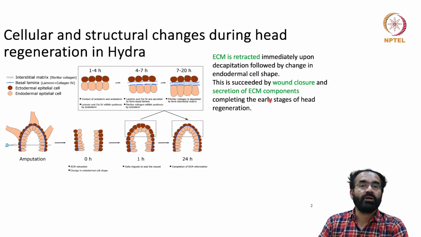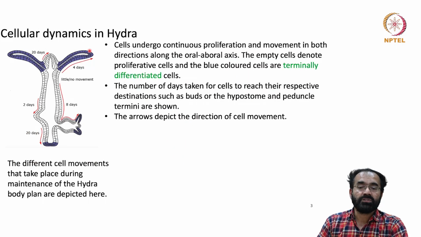In this way, you can restore the dome shape, and the dome shape was very much there before. The only difference was that they had extra tentacles, and now this dome shape is restored and it will start making the tentacles. Now if you look closely at the cellular dynamics, what does the terminology cellular dynamics mean? It means the movement of the cells.